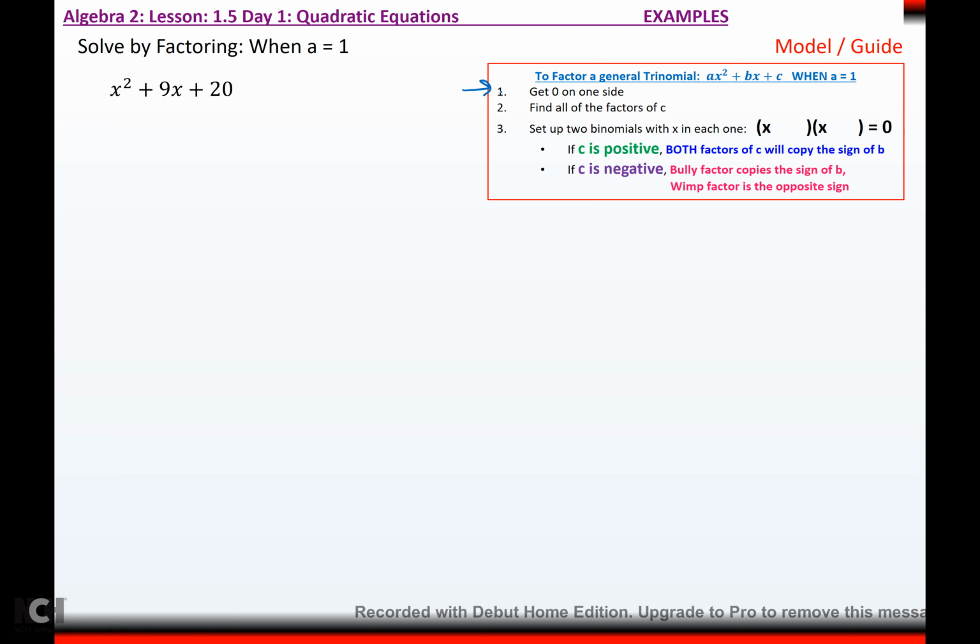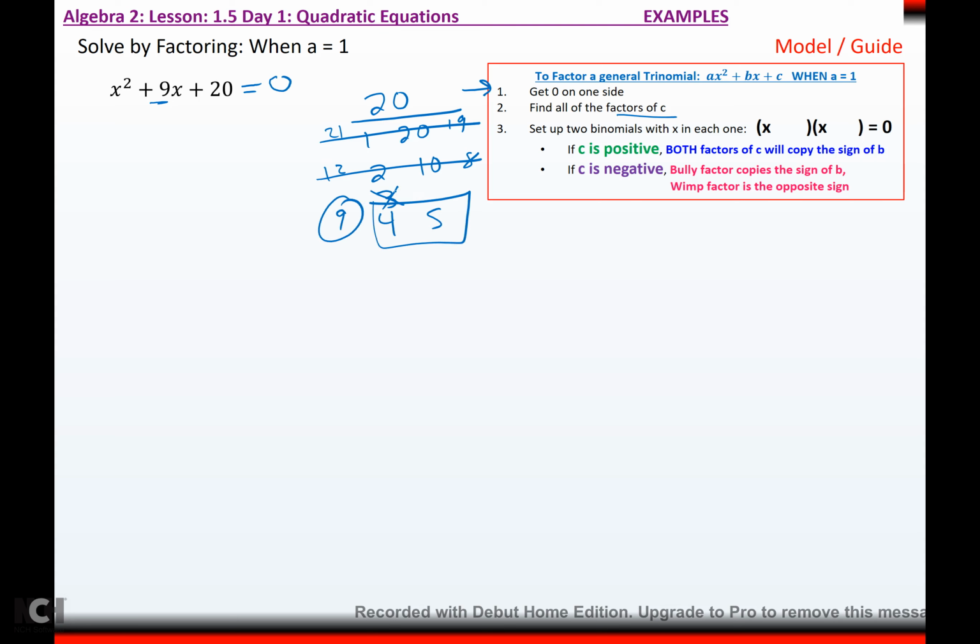It says get 0 on one side. There's not even an equation, so just set it equal to 0. Find all the factors of C. Factors of 20 would be 1 times 20, which would make 21 if I added, 19 if I subtracted. I'm trying to make 9. 2 and 10. If I add, I get 12. If I subtract, I get 8. Nope. 3 times a decimal doesn't work. 4 times 5. If I add, is 9. There it is. So that's my pair.